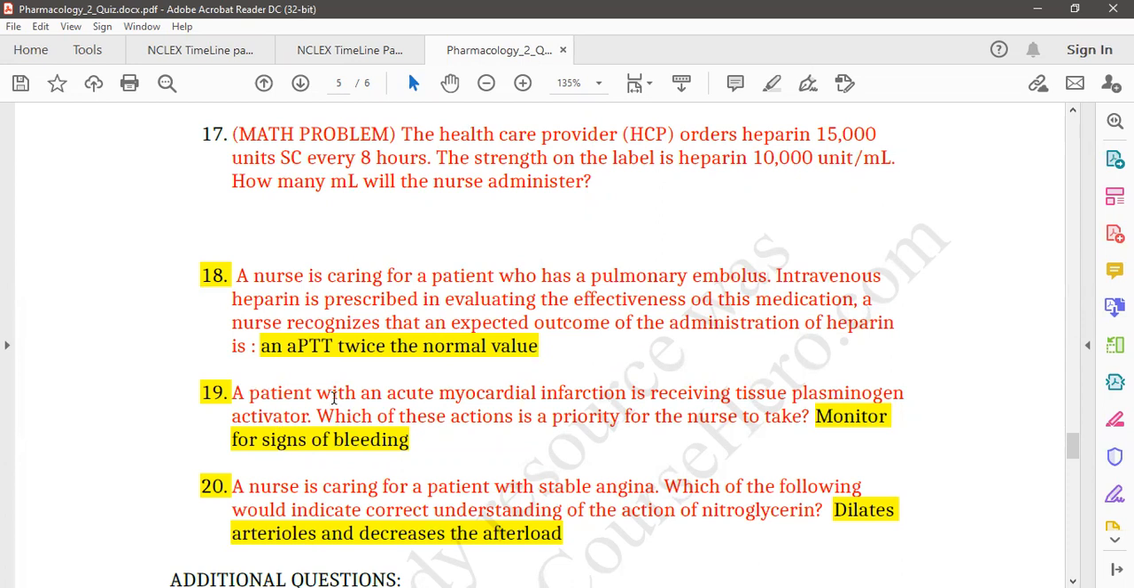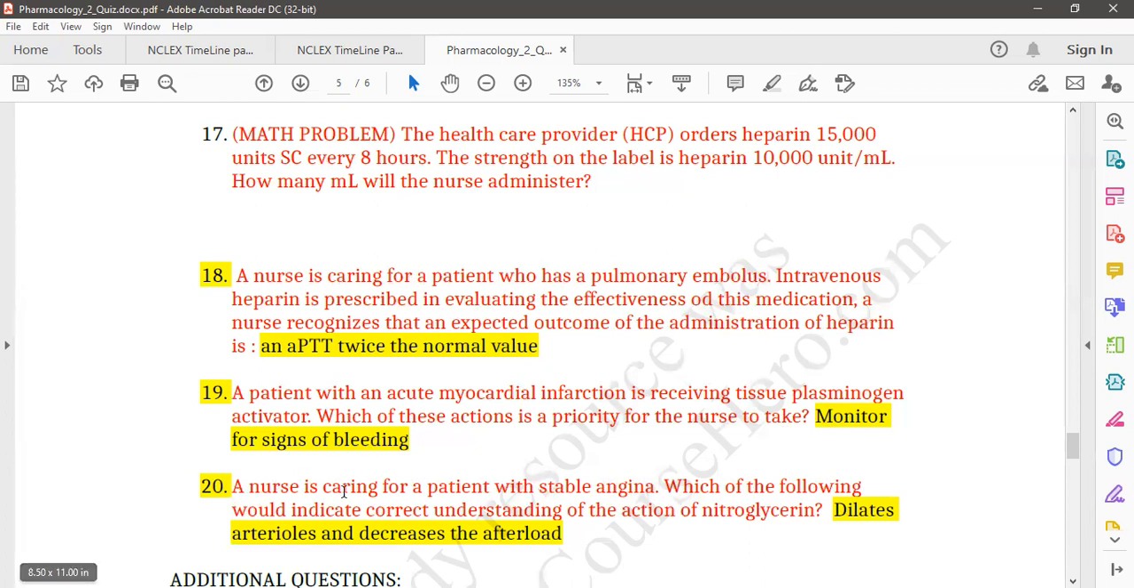Next question, a patient with an acute myocardial infarction is receiving tissue plasminogen activator. Which of these actions is the priority for the nurse to take? Monitor for signs of bleeding. So with tissue plasminogen activator, we always check for signs of bleeding, like epistaxis, ecchymosis, petechiae.